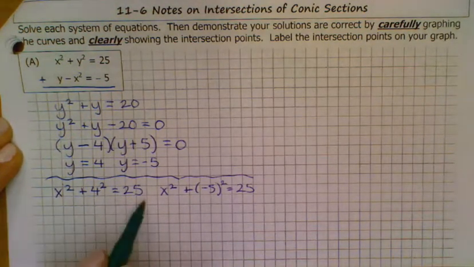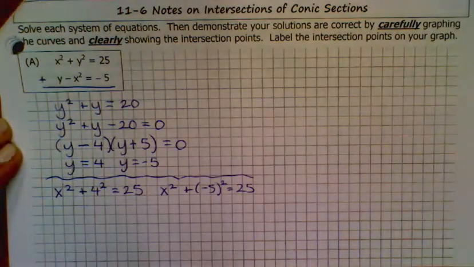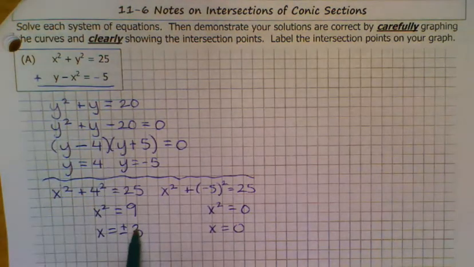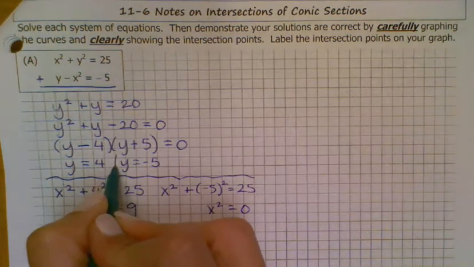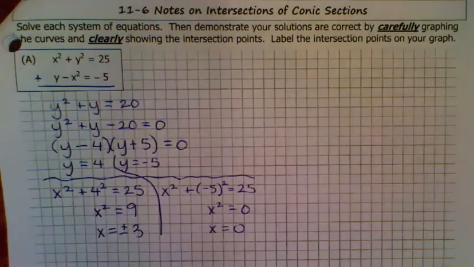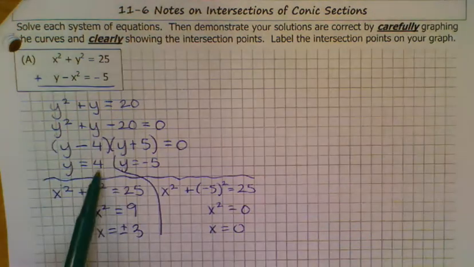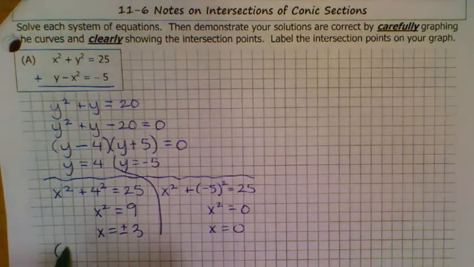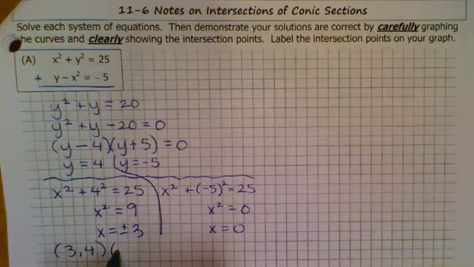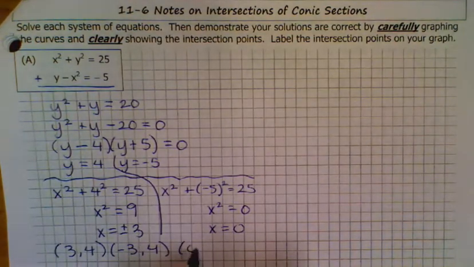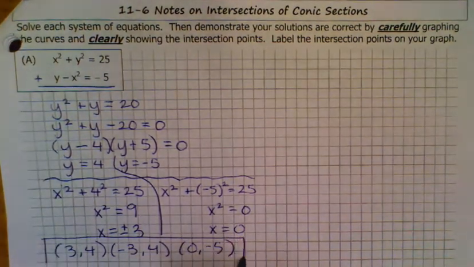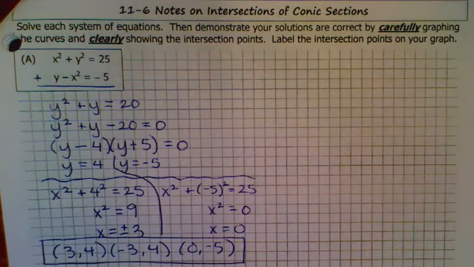For both of these, we're going to end up square rooting to solve, so don't forget when you do that step the plus and minus. So we end up with plus and minus 3 from substituting in 4, and 0 when we substituted in negative 5. But be careful, because we can't mix and match these. Our solutions, the 4 only goes with the plus and minus 3, and the negative 5 only goes with the 0. So our solutions are (3, 4), (negative 3, 4), and (0, negative 5). There are no additional solutions. So that's the first half of our intersections problems.